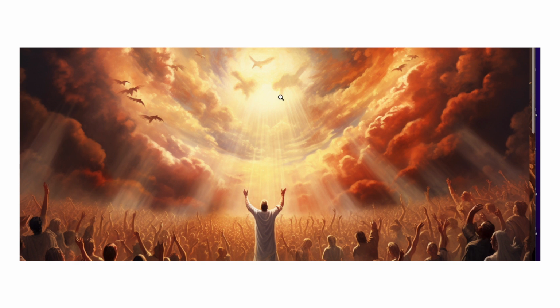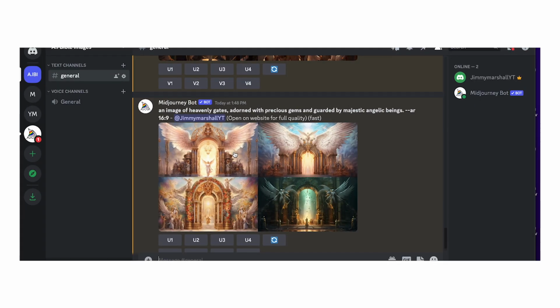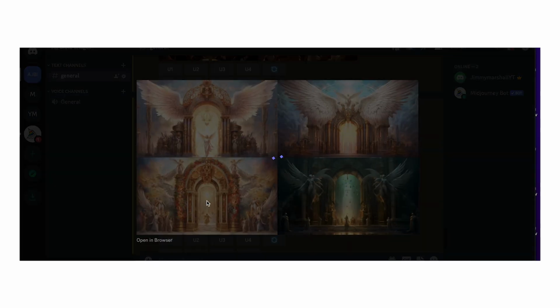Confirmed. There will be beavers at Jesus' second coming. All right, so this one is again from ChatGPT. It's an image of heavenly gates adorned with precious gems and guarded by majestic angelic beings. Okay. So if you could imagine that as a picture, that's what it would be.